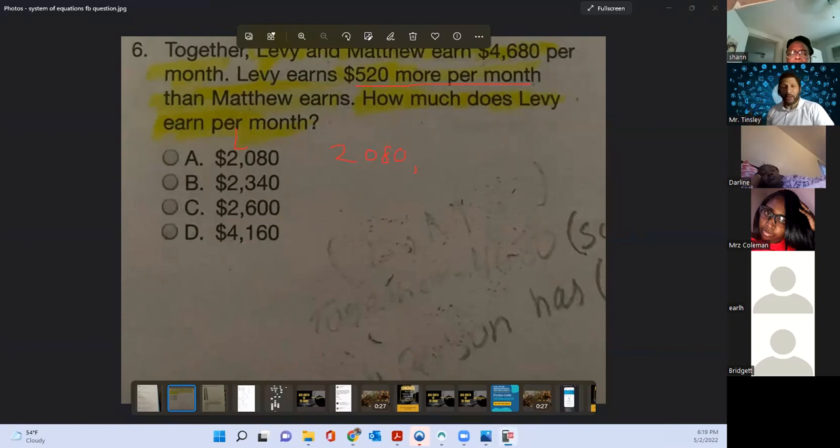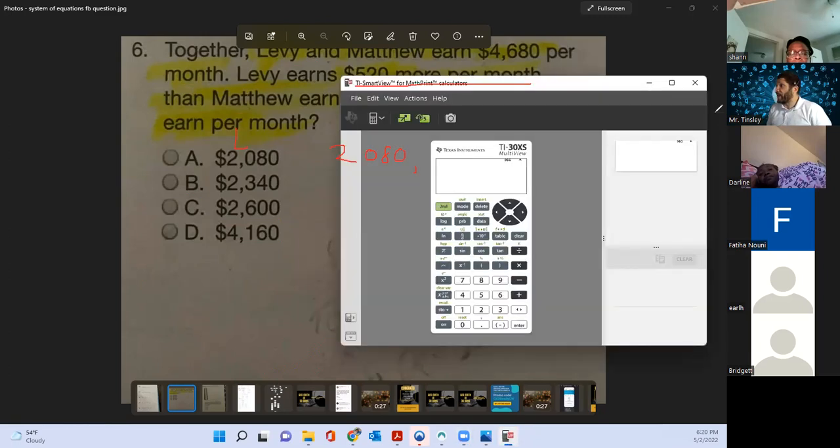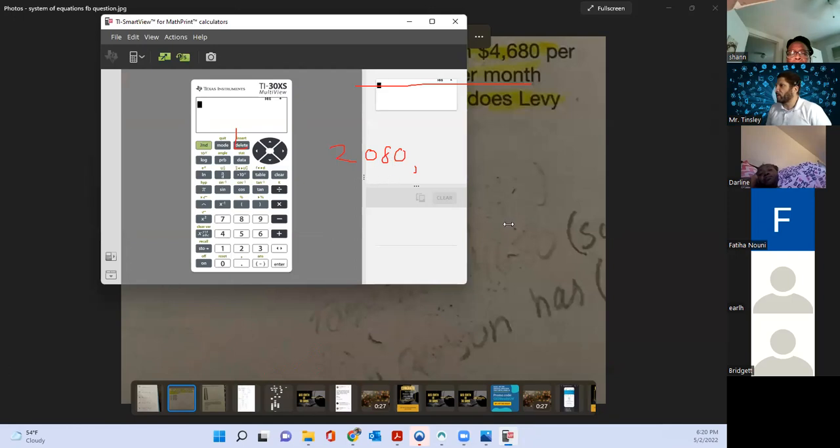Because this is important, because sometimes we don't know where to start in some of these problems. But what we do know, remember I said identify what you know. We know Levi and Matthew together earn 4,680, right? So they're giving us the answers. Let me make this calculator a lot larger.